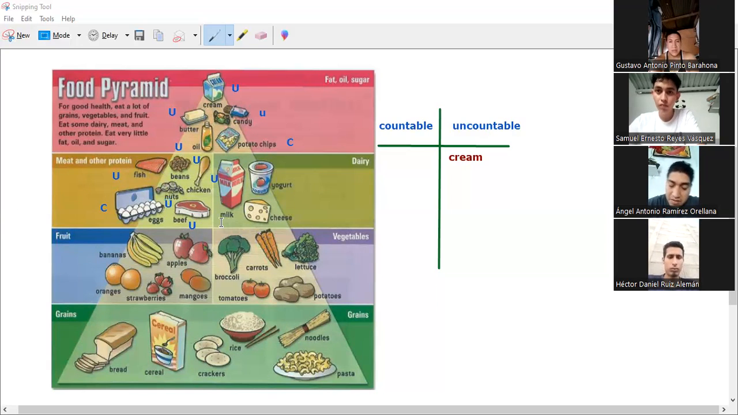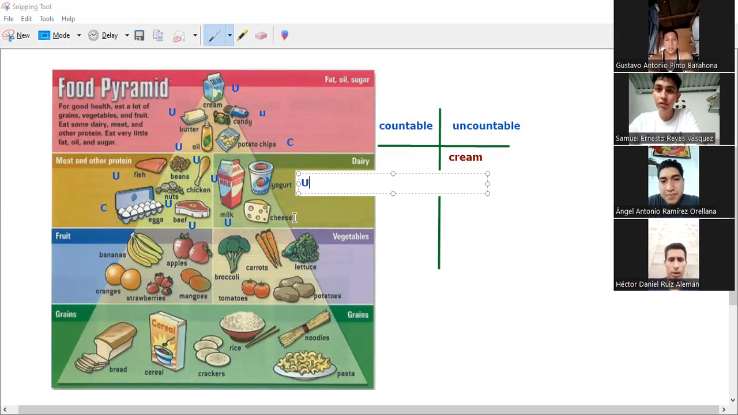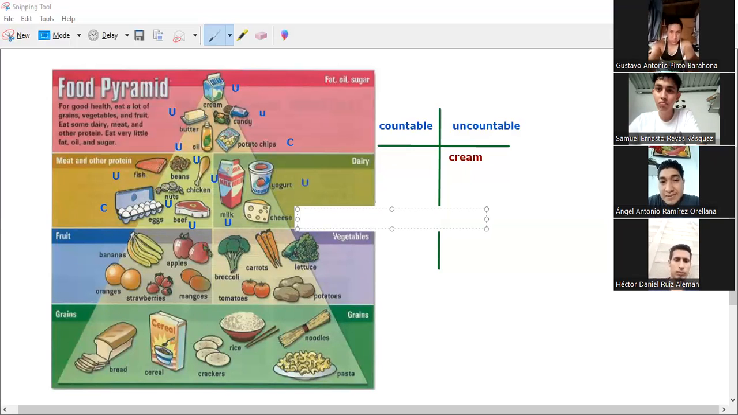All right, milk. Uncountable. Yogurt. Uncountable. Cheese. Uncountable. Good. All right, let's go on to fruit.